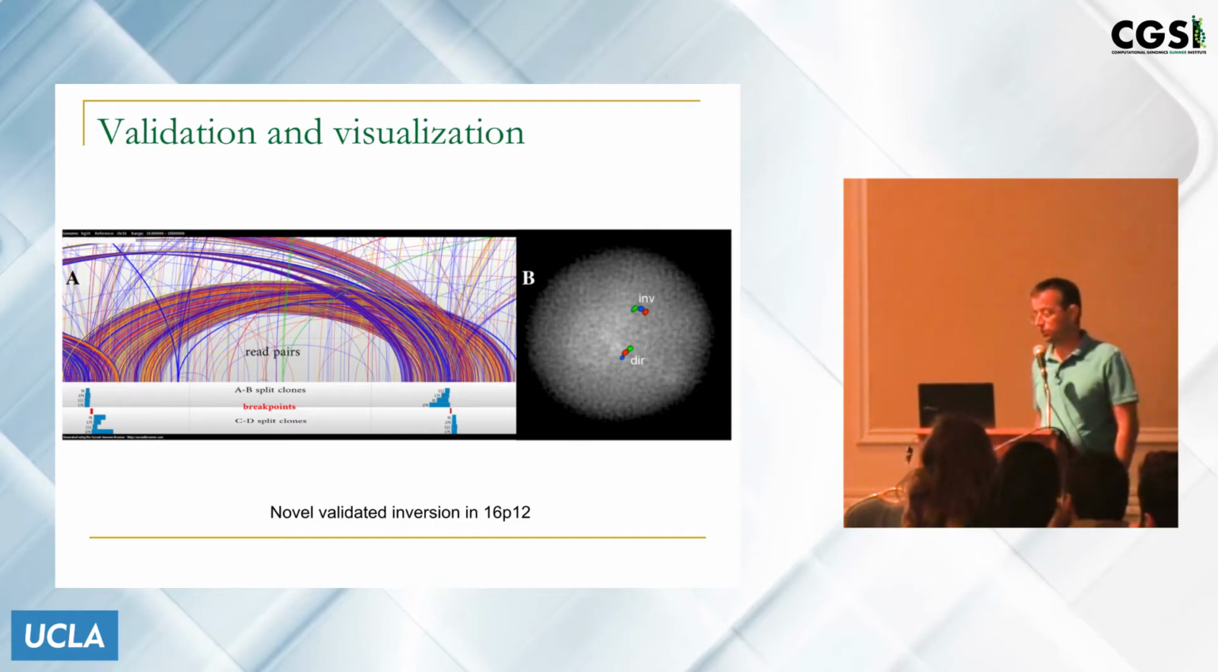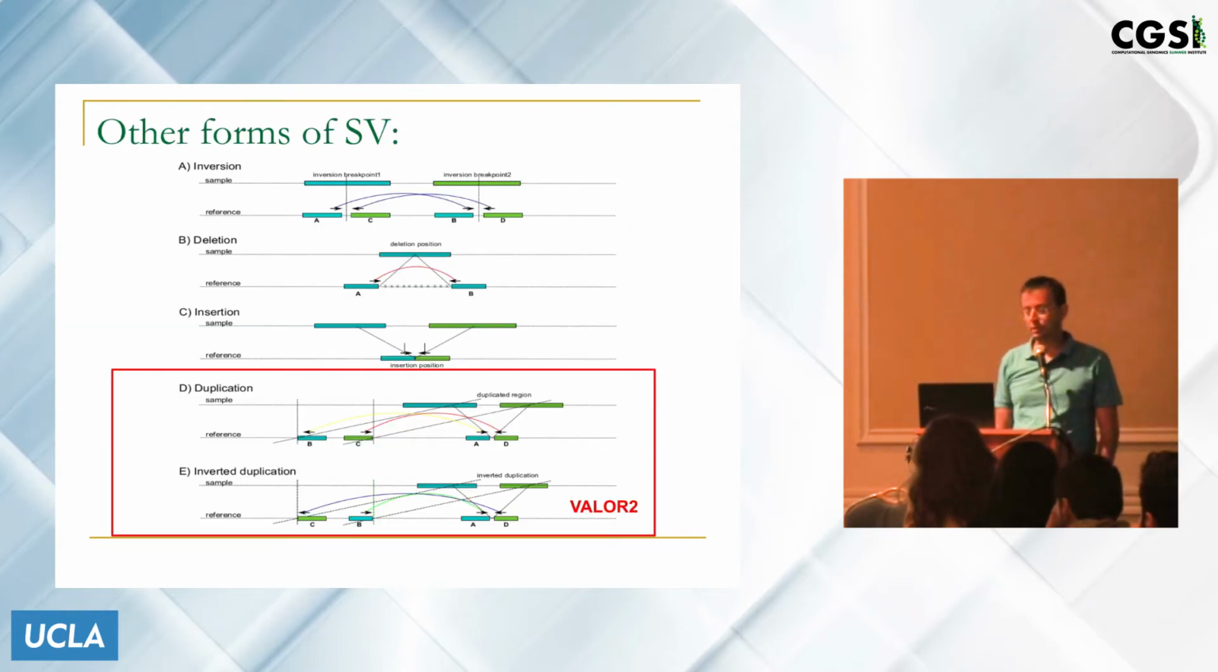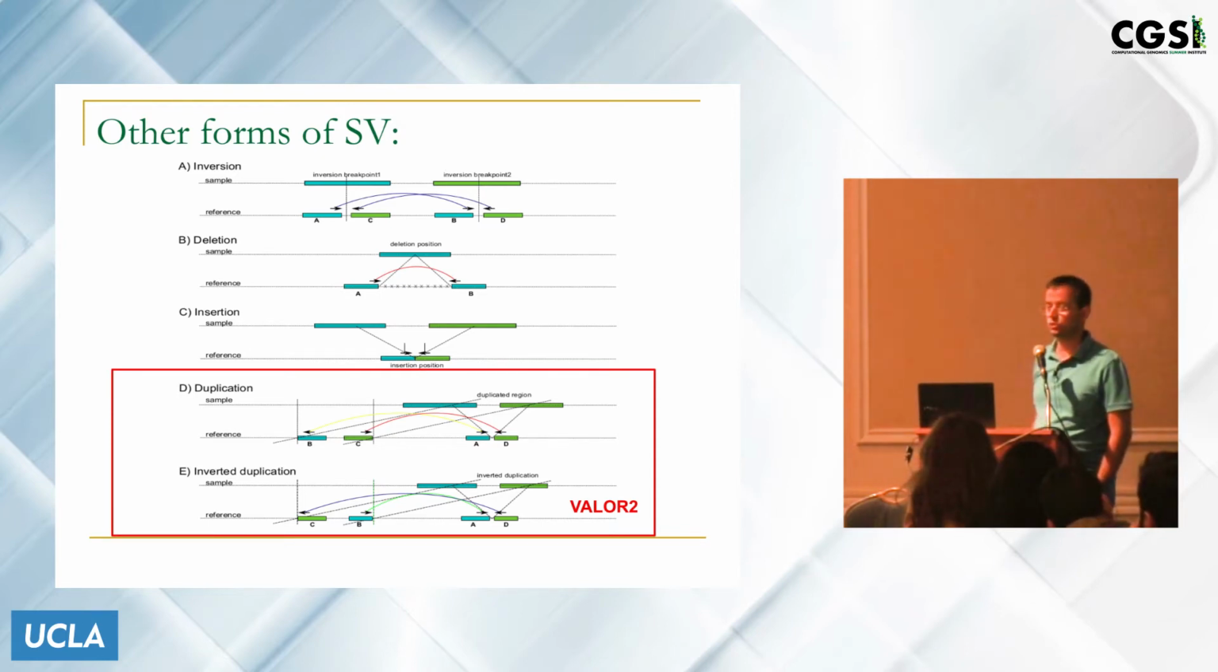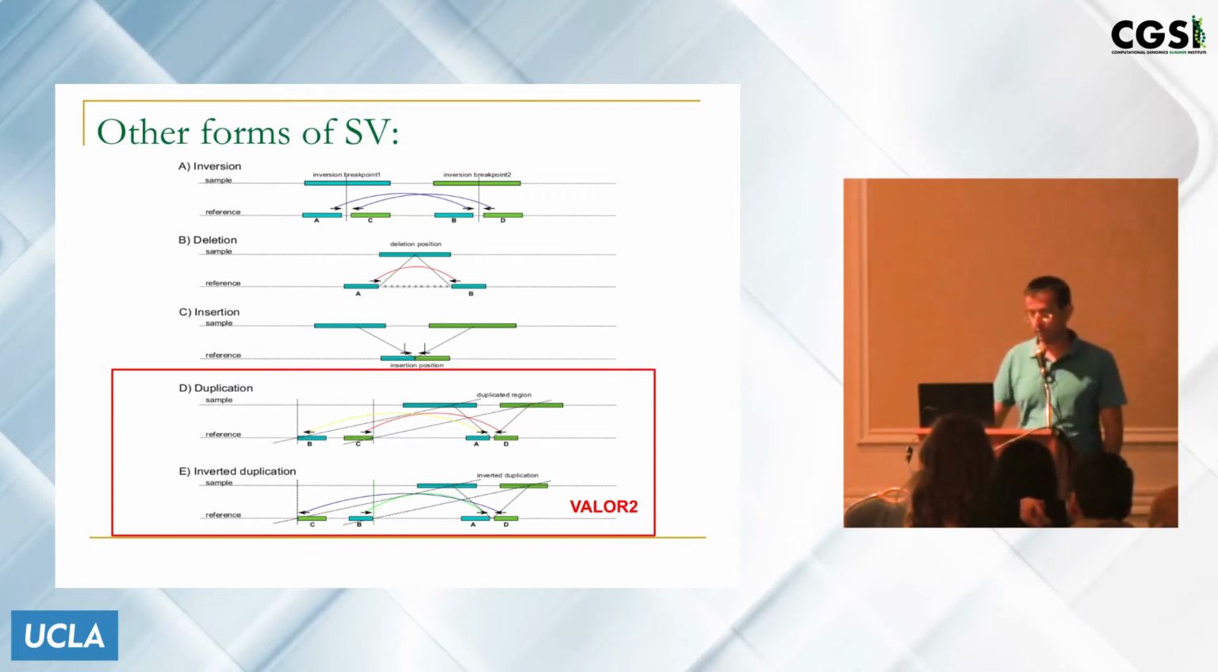You can come up with similar formulations for other types of SV, and there are, by the way, I had a slide over there. So there are other tools such as Long Ranger, NovoBreak, and GROC-SVs that use similar strategies. More recently, we have VALOR2, which can detect duplications and inverted duplications, and Fatih, who developed it, is among you, so you can talk to him about it.